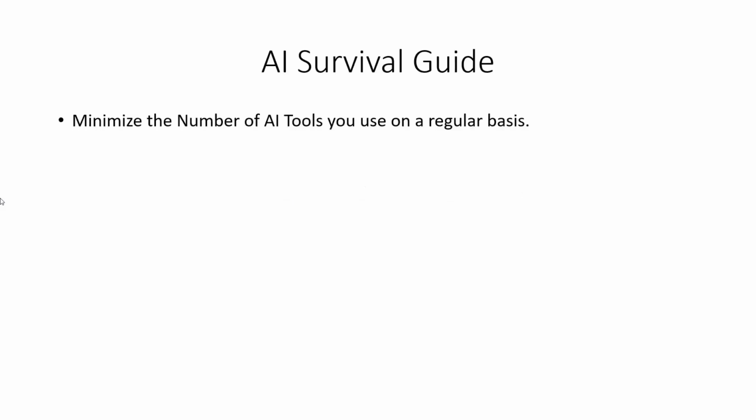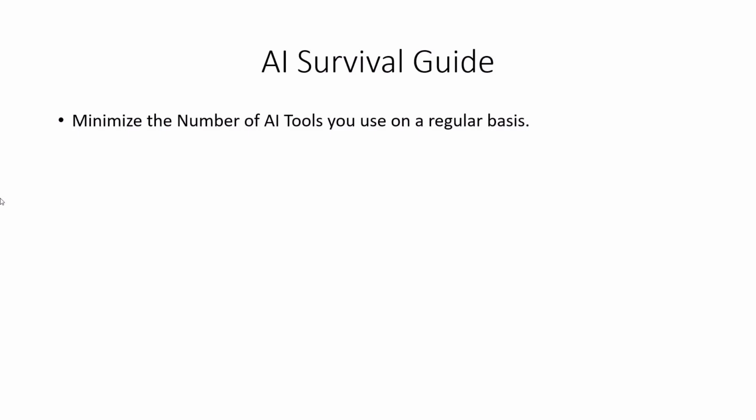So let's talk about an AI survival guide for you using ChatGPT. One of the goals that we want to accomplish in this process is really to minimize the number of AI tools that you use on a regular basis. There are a number of them. They continue to grow on a daily basis, and you can just continue to buy tools without really getting a handle on how they affect what you're trying to do to generate an income.